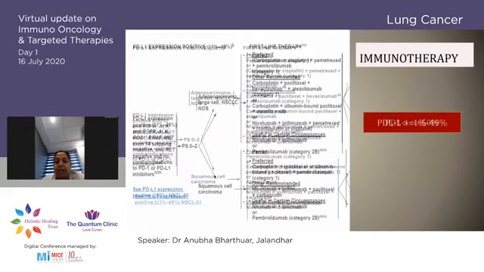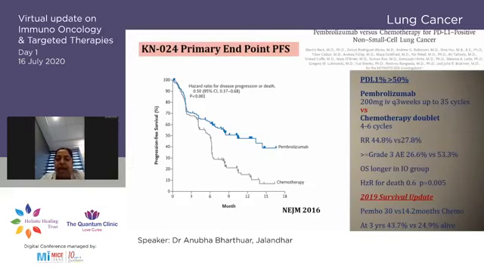So I will start with the use of immunotherapy as a single agent in advanced non-small cell lung cancer with this trial, which is the KEYNOTE-024. This looked at patients who had a PD-L1 more than 50%, and they were randomized to pembrolizumab alone versus a chemotherapy doublet for 4 to 6 cycles. As you can see here, there was a significant difference in the progression-free survival. The response rates were higher, 44% in the pembro arm versus 27.8% in the chemo alone arm. The grade 3 and higher adverse events were lower in the pembro group.